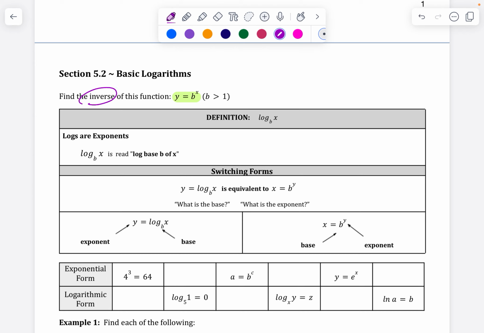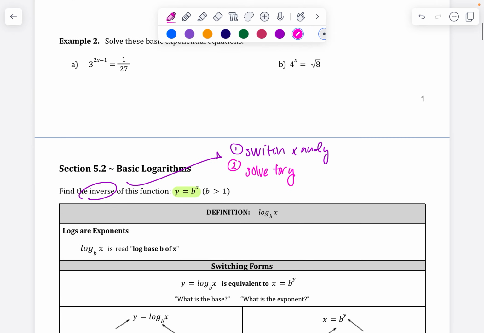Finding the inverse. This is like the key word. Finding the inverse, there's actually two steps. The first step is you're going to switch the x and the y. And the second step, you're going to solve for y. Now, we did this back in algebra, right?